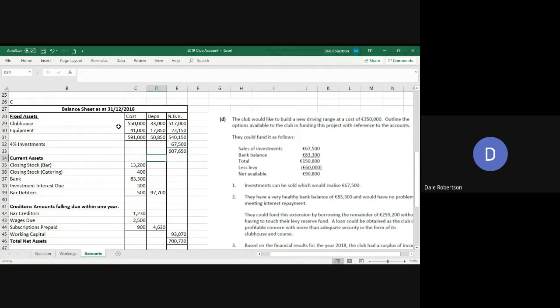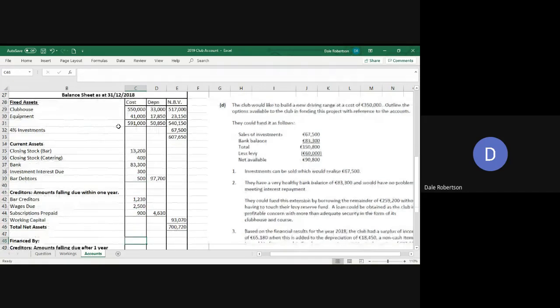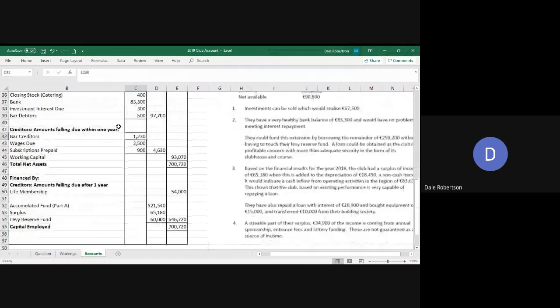Now, in here with our current assets, from working number one, you have two closing stocks, bar and catering. You can put it in as 13,600. You will not be penalized on that. You put in your closing bank balance, which is 83,300, and this time it is a debit balance. 83,300. You have investment interest due at the end of the year, and you have bar debtors, total of 97,700. And then you put in your creditors, amounts falling due within 1 year. You have creditors, you have your wages due, and you have your subscriptions prepaid, all from the notes at the end of the question.